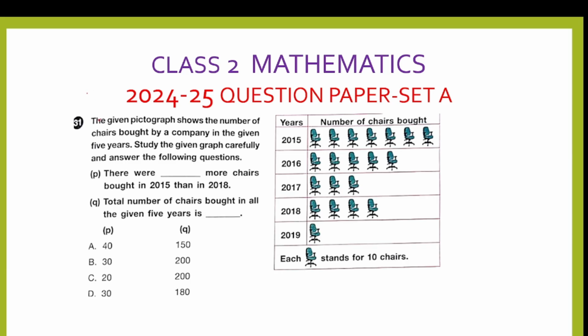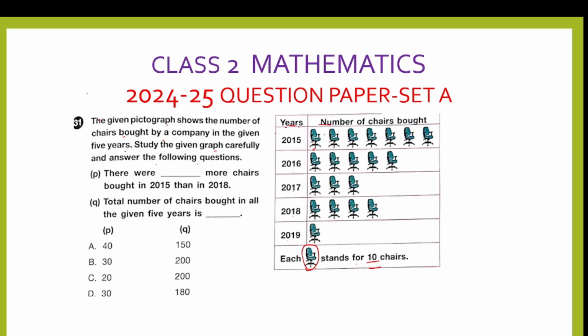So let's see. The given pictograph shows the number of chairs bought by a company in the given 5 years. Study the given graph carefully and answer the following questions. Let's see the graph first. In the pictograph, we have given years and number of chairs bought. The years given are 2015, 2016, 2017, 2018, 2019. This chair stands for 10 chairs. So if you consider one chair, we have to consider 10 chairs, right?